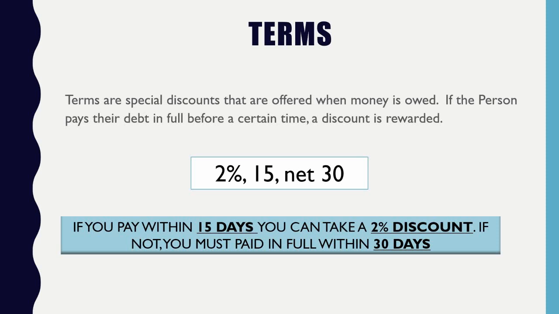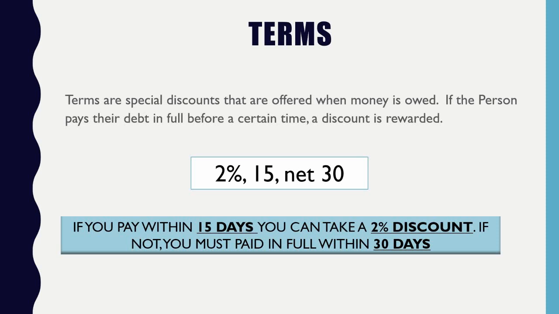So they throw in an incentive to give you a discount if you pay them back quicker rather than later. Because again, the quicker you pay them, the more opportunity they have to go and create their products, okay? So in this case, they give us terms. What does 2/15 net 30 mean?